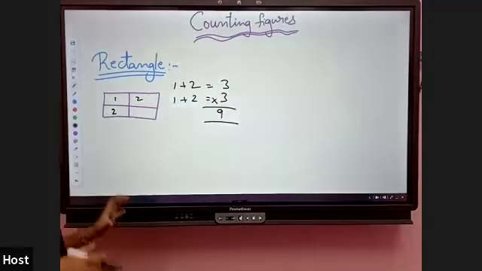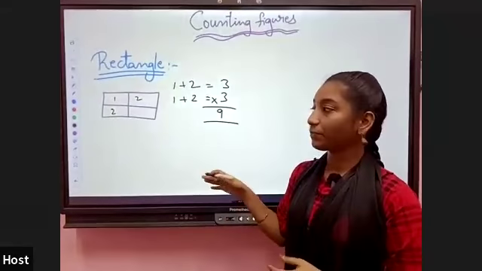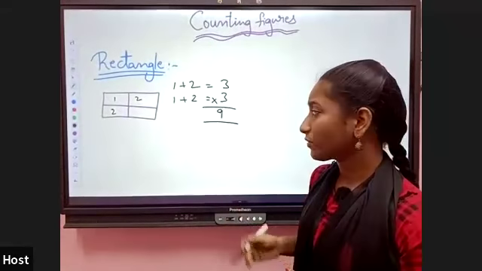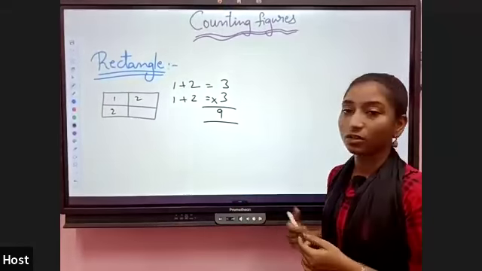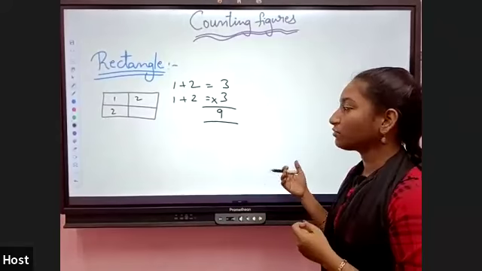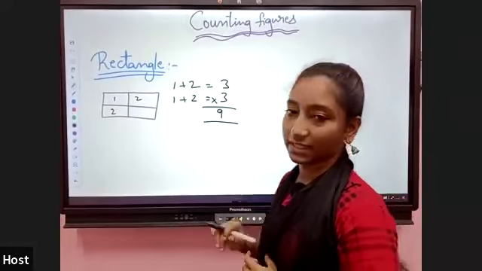These are in sequence, so we can easily find them by this formula. First we should add the rows, and next we should add the columns. The both answers we should multiply. So here 9 rectangles are there.